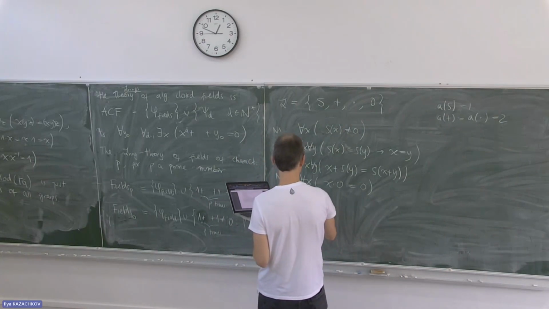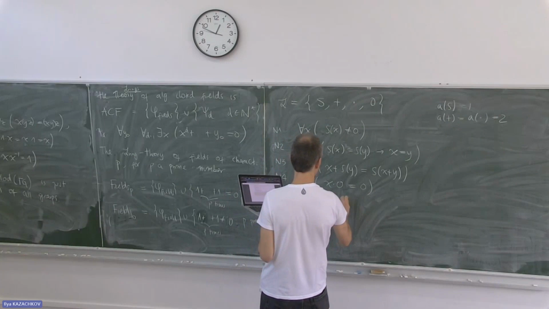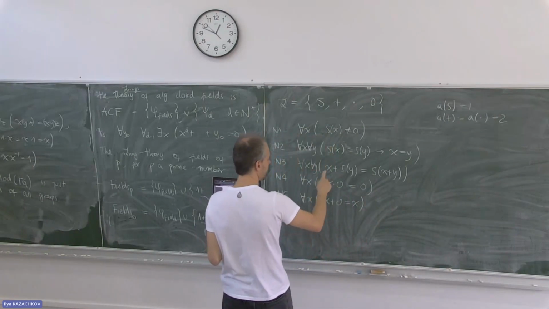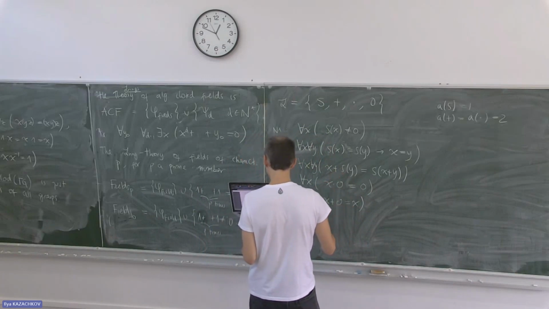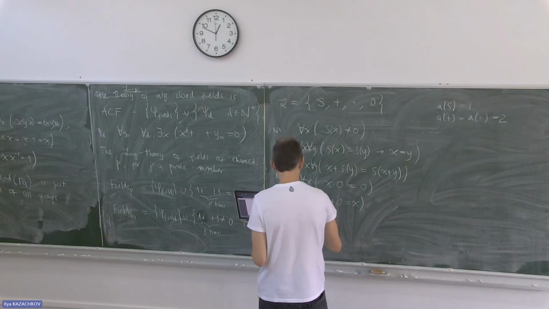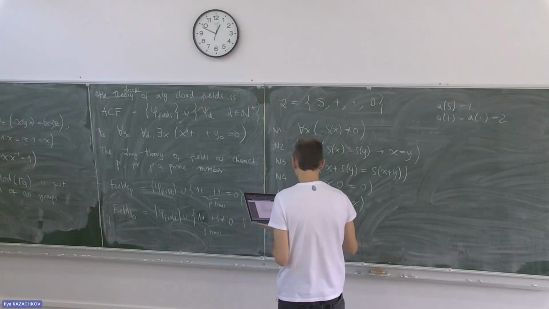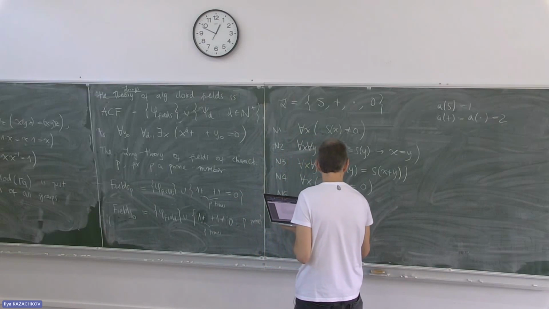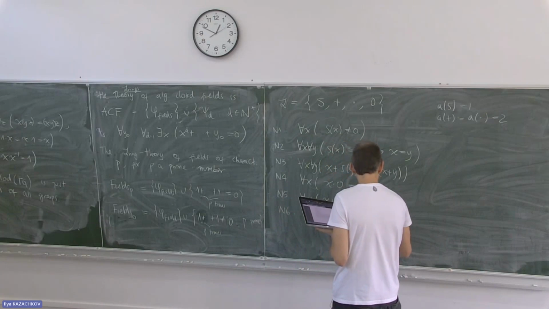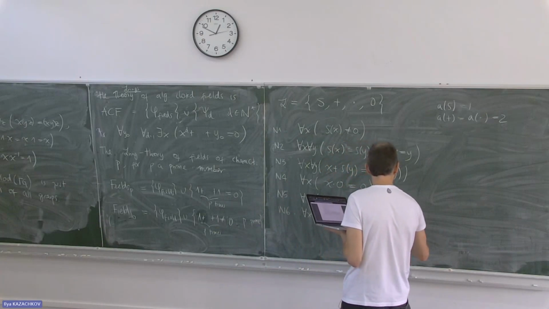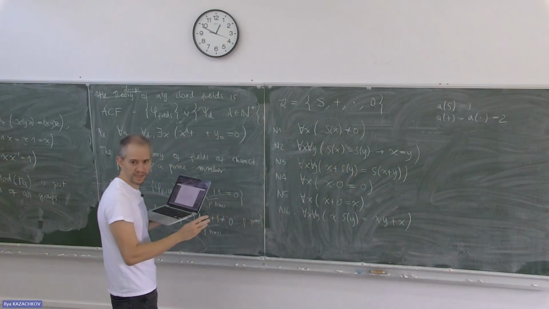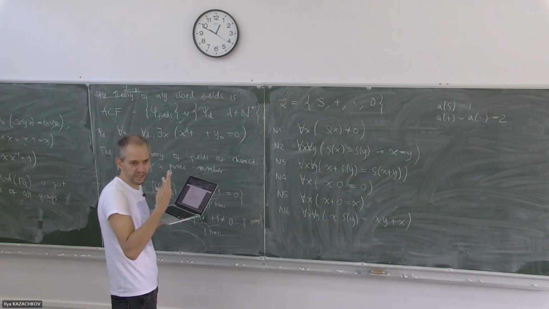Right, sorry. N5 is for every x, x plus 0, of course, is still x. And N6 tells me how the successor works with the times. So for every x and for every y, x times s of y is equal to x times y plus x. Okay. So those are finitely many axioms, and now I need to give you induction, right?